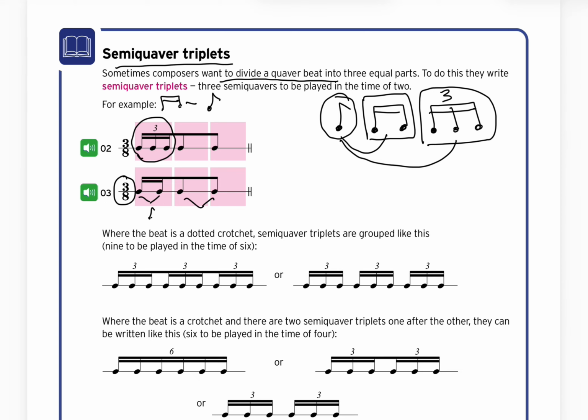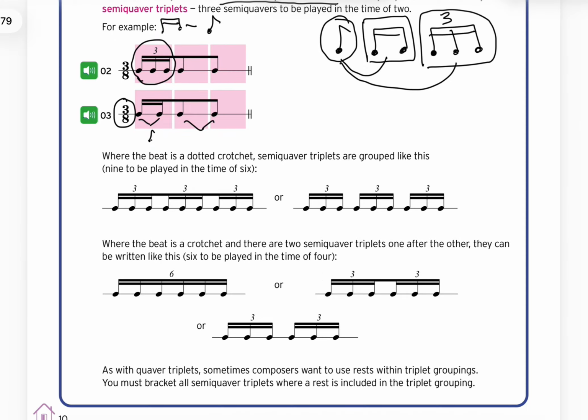Now if you see below, they have given the examples, different examples, and how you can write it down. So you can see that this is how you can write it down, where the beat is dotted crotchet. Dotted crotchet means if there are three quavers there. So dotted crotchet means three quavers, right? So we can write it all together, or we can write them as three separate triplets over here.